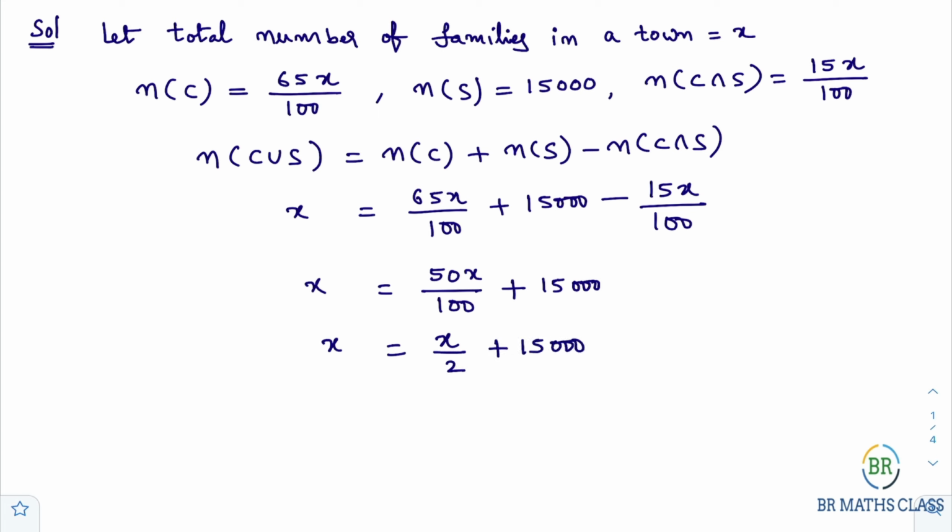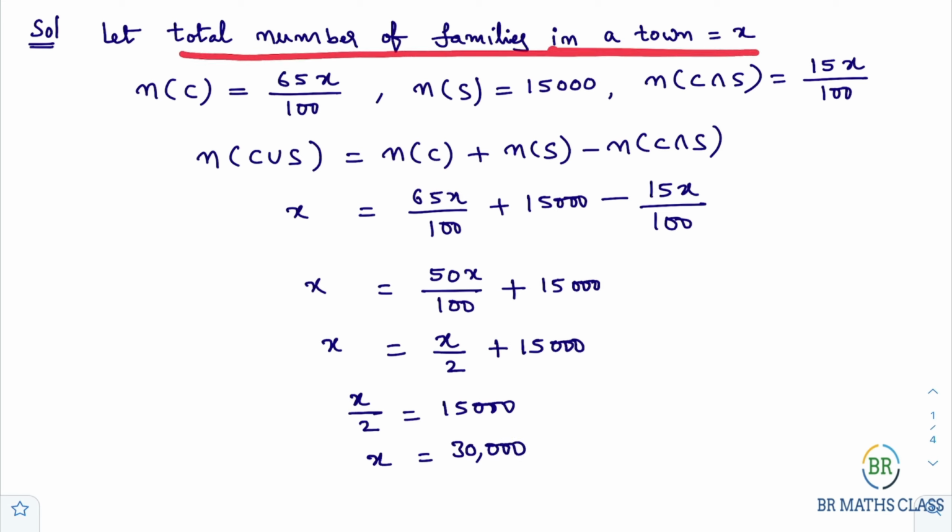Okay. Now you take X by 2 to this side. What you will get? X minus X by 2. X minus X by 2 is nothing but X by 2. So what you will get here? Left hand side X by 2 equal to 15,000. From this, what is X? X equal to 30,000.